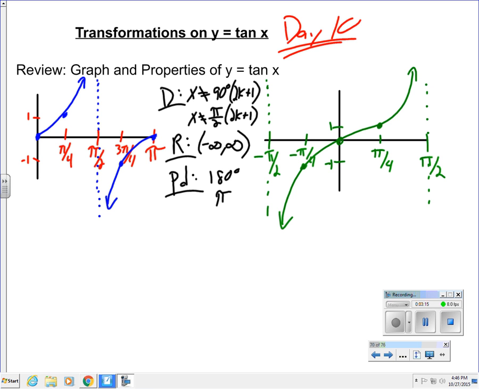For tangent, there is no amplitude. We don't talk about amplitude because it's not a wave. Right? There's no maximum, no minimum value. It'll always go up to infinity and down to -infinity. So there's no amplitude. We do say that our midline, all our 0 points, vertical shift, is y equals 0.